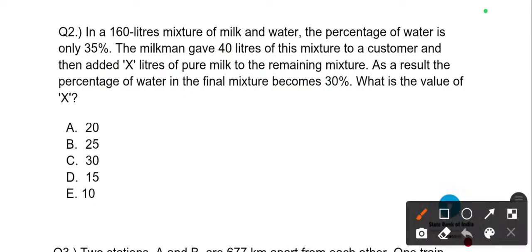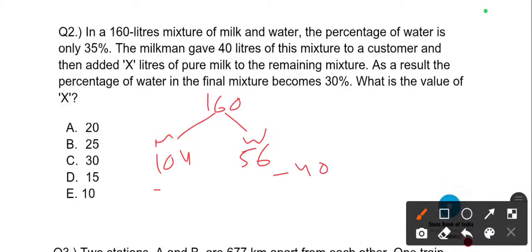Let me see one more time. Here 160, milk, water, this will be 56 and 104. Okay, we are taking 40 liters of mixture in the ratio of 26 and 14. 42 left here. Here we are left with 4 plus 4, 8, 9 minus 2, 7, 78.